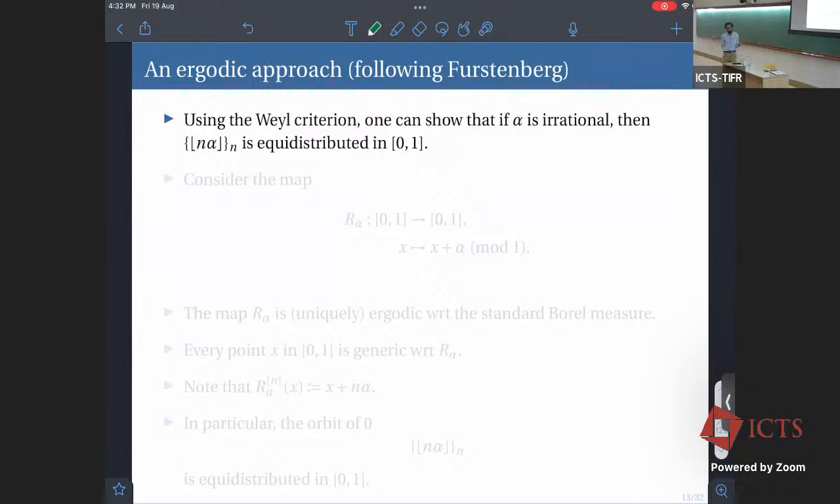So using the Weyl criteria, you have this very explicit criteria. Here's an example. If you have an irrational number alpha, then if you look at the fractional part of n alpha as n varies, then you can show just by doing some maybe elementary analysis, but just doing some analysis on the nose, that this fractional part of n alpha is equidistributed in [0, 1]. But what Furstenberg observed is that if you look at the map rotation by alpha, so if you have [0, 1] to [0, 1], and you just send x to x plus alpha, so this is like the rotation map mod 1.